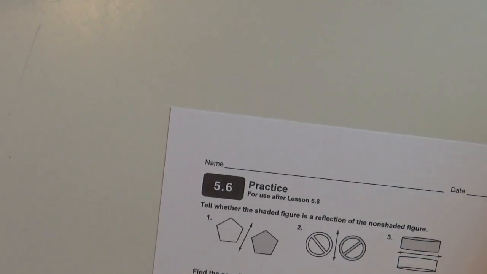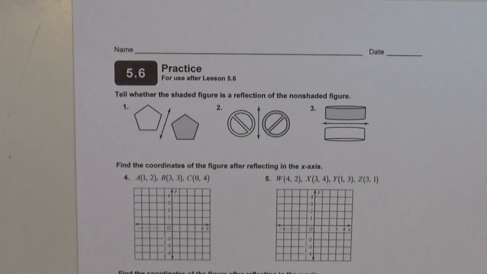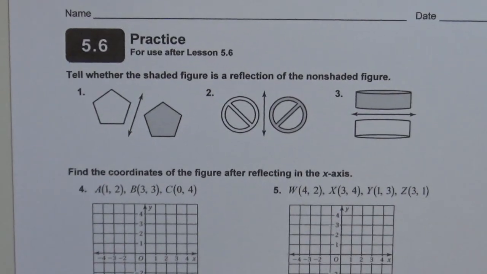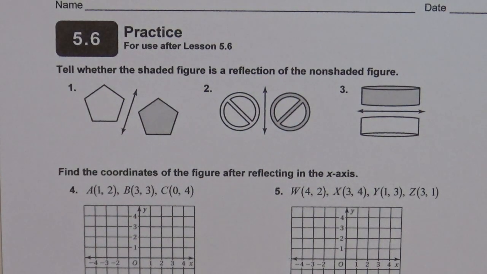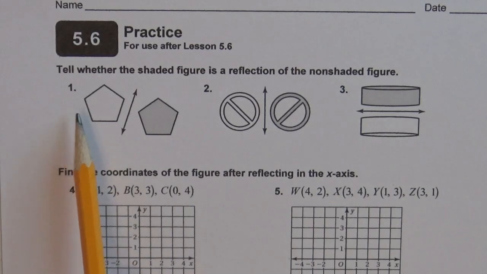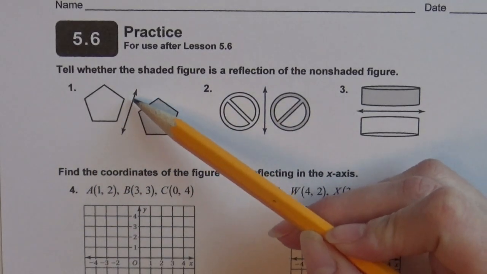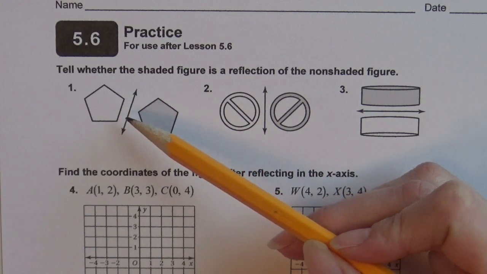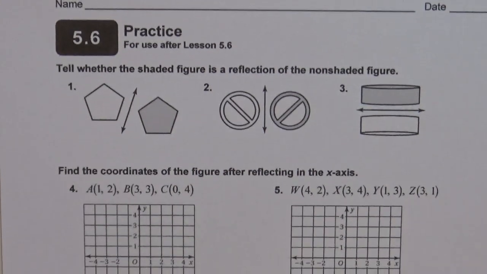So we're going to look at your 5.6 practice sheet. And in the first one, we're asked to tell whether the shaded figure is a reflection of the non-shaded figure. So for number one, this is our line of reflection. So the idea, actually before we do this, I've got a couple of examples we'll look at first.